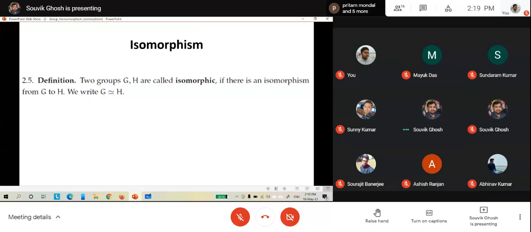That means there exists one bijection between these two groups. For example, you can check that (Z, +) and (2Z, +) have a bijection between them. The function should be f of n is equal to 2n. By this you can check that these two groups are isomorphic to each other.